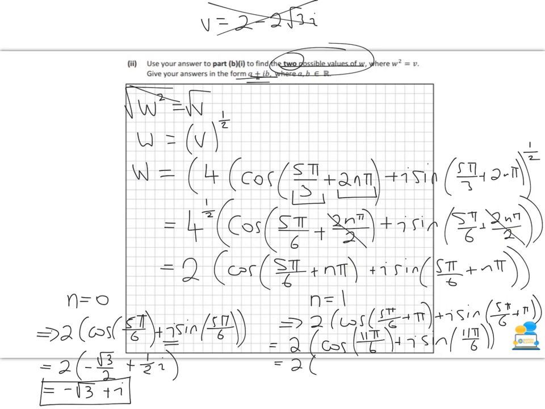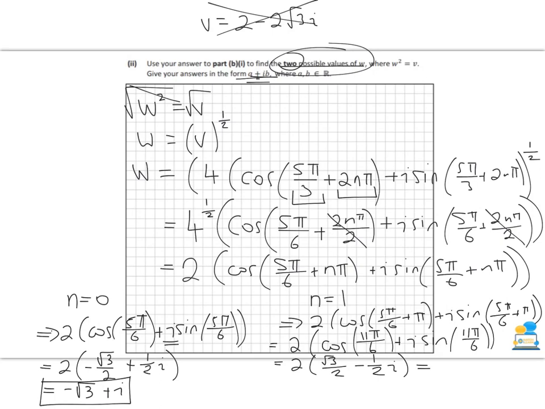So I'm going to put in cos, and again, make sure your calculator is in radians. So that's going to be 11 pi over 6. And I'm getting an answer of root 3 over 2. And then I'm going to do the same for sine, and it's going to be 11 pi over 6. And that is giving me minus a half. And again, make sure I'm popping the i on there. And then I'm going to multiply that out.